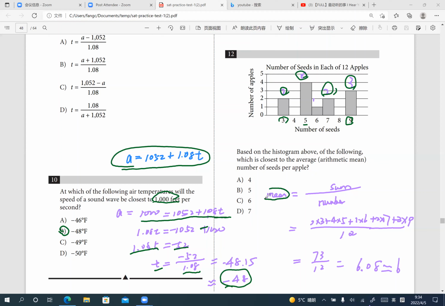And the formula of mean is equal to the sum of all the values divided by the number of values. So it is equal to 2 times 3 plus 4 times 5 plus 1 times 6 plus 2 times 7 plus 3 times 9. So the numerator represents the sum of all seeds. And there are 12 apples, and divided by 12, we can get how many seeds each apple has. So we get 73 is the sum divided by 12 apples. So the quotient is 6.08. The option C, 6, is the closest answer. So we should choose option C.